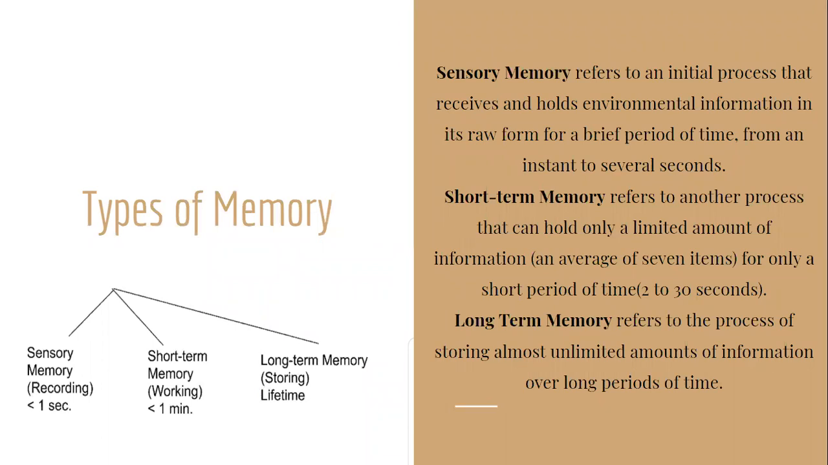There are types of memory. We have sensory memory, known as recording, short-term memory, known as working memory, and long-term memory, known as storing memory. Sensory memory refers to an initial process that receives and holds environmental information in its raw form for a brief period of time, from an instant to several seconds. Short-term memory refers to another process that can hold only a limited amount of information, up to an average of 7 items, for only a short period of time, being 2 to 30 seconds. Long-term memory refers to the process of storing almost unlimited amounts of information over long periods of time.